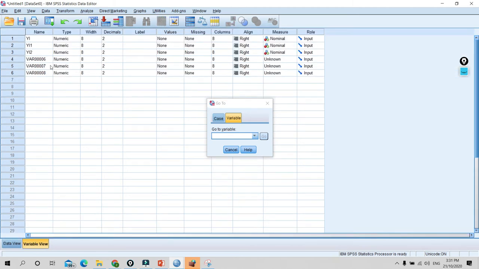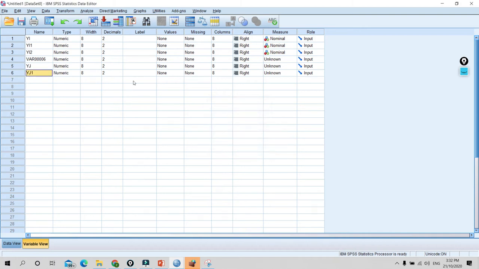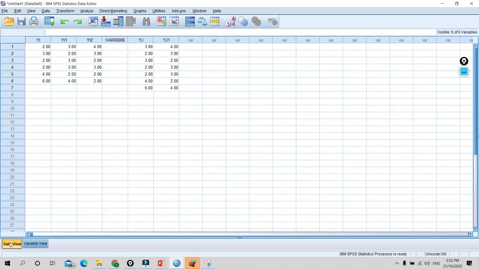So we just give a new variable here, let's call it yj1. Here is yj and yj1. So we want to find the first order.